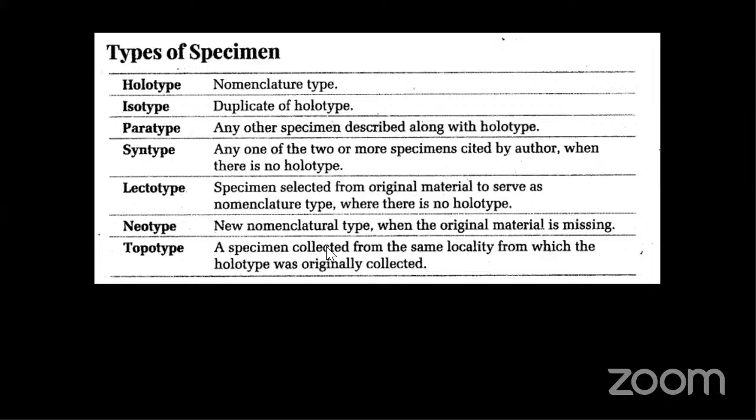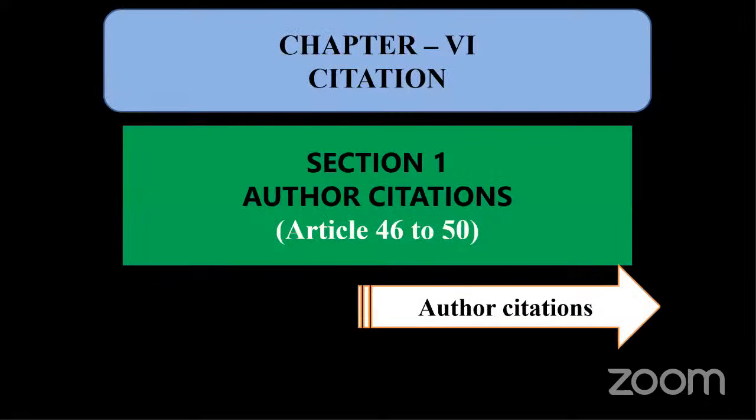Neotype means totally new nomenclature type or herbarium specimen is selected by subsequent author as a nomenclature type, is called as neotype. And topotype, the nomenclature type is collected from the type locality. It is commonly called as topotype. So these are the different kinds of nomenclature types.